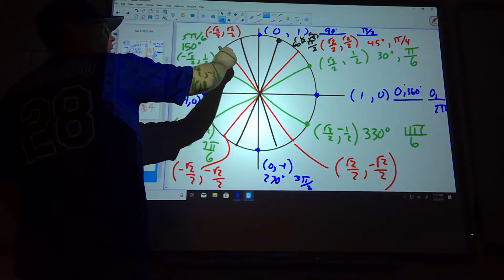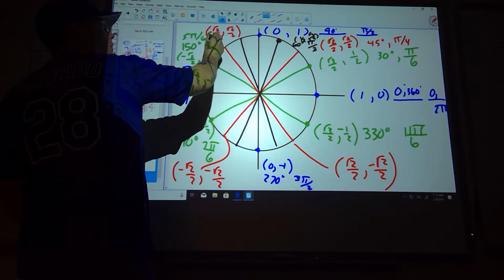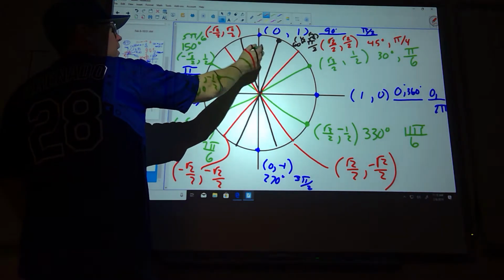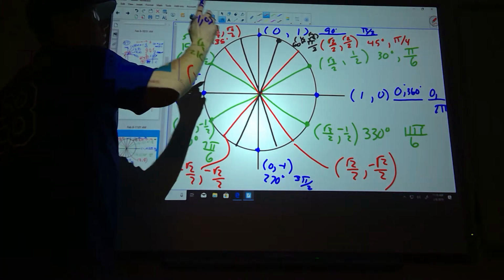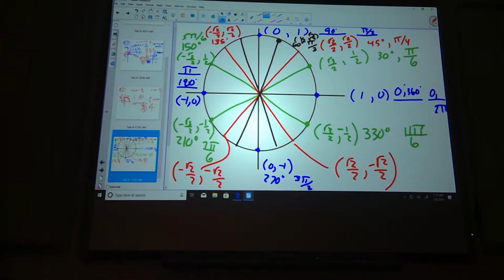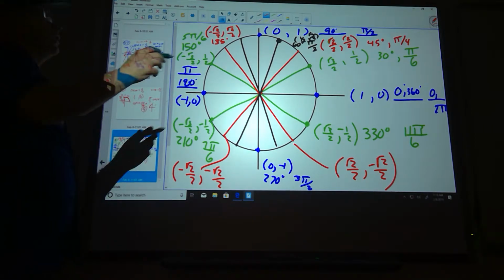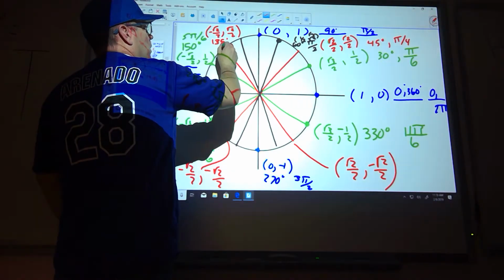How big is this angle here? How big is it in degrees? 135? Yeah. Okay, what do I have to multiply 45 times to get to 135? 3. Wow. So this is now 3 pi over 4.